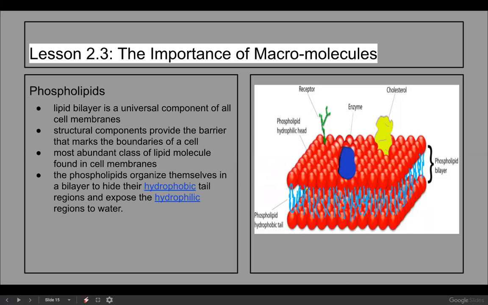Phospholipids organize themselves in a bilayer to hide the hydrophobic, doesn't like water, tail regions, and expose the hydrophilic, loves water. So you have a hydrophobic tail and a hydrophilic head, the red region. One's going to attract water and one's not going to like the water.